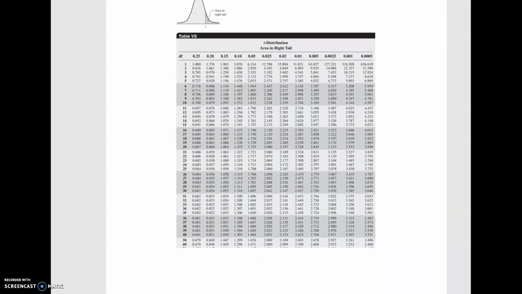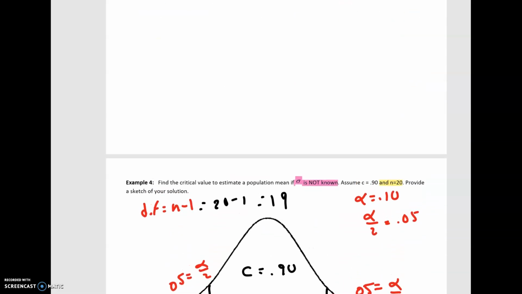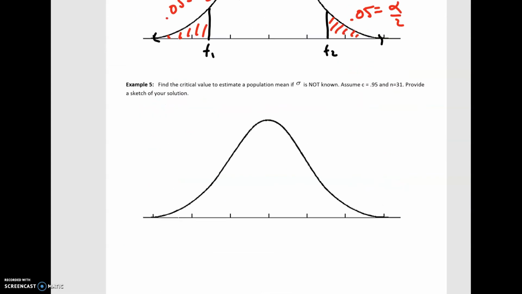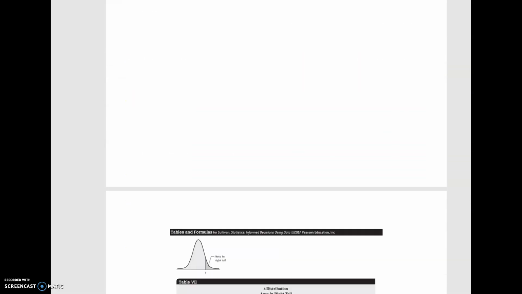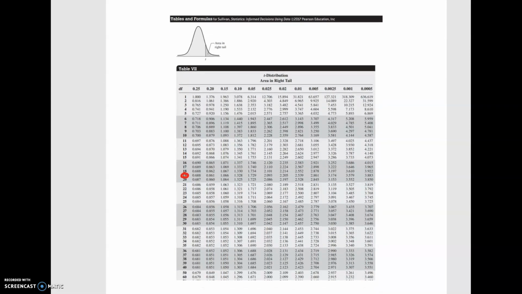In this table, we're looking at degrees of freedom of 19, which is here. The area in one tail, we said, was 0.05. So the critical value is going to be at the intersection of 19 degrees of freedom and 0.05. In this case, I'm looking at 1.729. Let me double check. This is 1.729 at the intersection of 19 and 0.05.